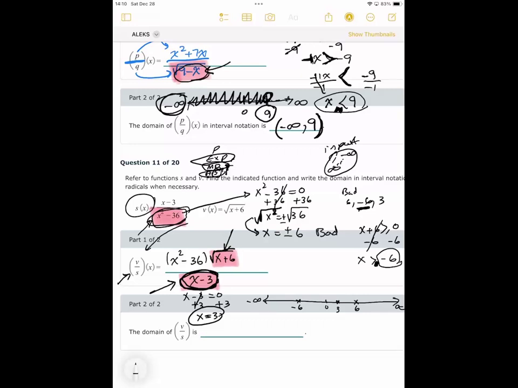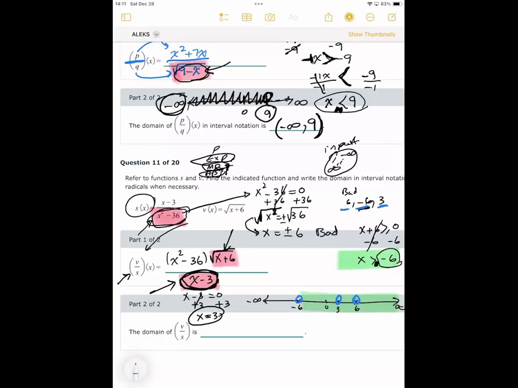So it says pick anything bigger than negative 6, greater than. So all these numbers are good for that. But then I realized that I'm not supposed to pick 3, so put a hole here. You're not supposed to pick 6, put another hole here. You're not supposed to pick negative 6.